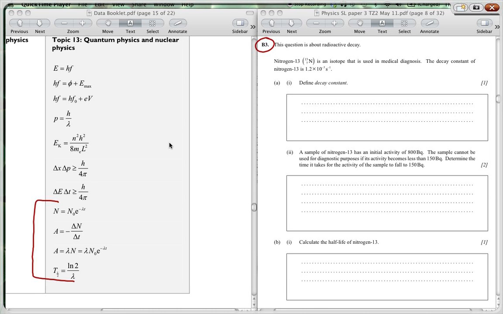So the decay constant is this over here, your lambda. That is your decay constant, and that is equal to 1.2 times 10 to the negative 3 per second.